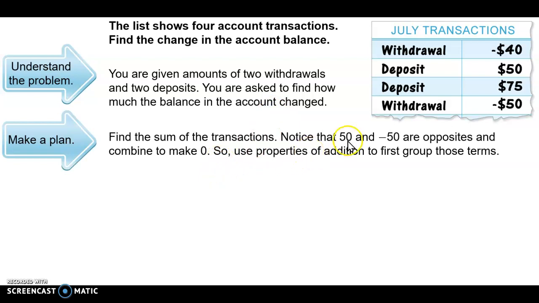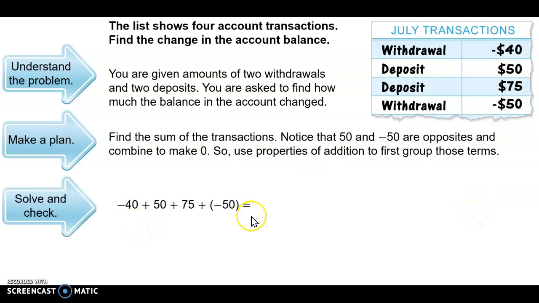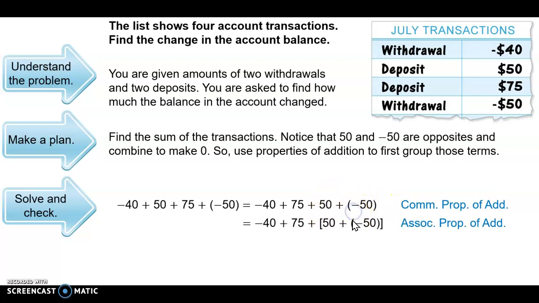So one thing you can notice is, hey, you got a positive 50 and a negative 50. Those are opposites, so we want to get rid of those. So what they did was they said, here's the problem. Go ahead and use the commutative property of addition and move those around. So the 75 and the 50 switch places. Now you got these two together. So if you use the associative property, you can do that first. That gives us 0. Now you have a negative 40 and a positive 75.